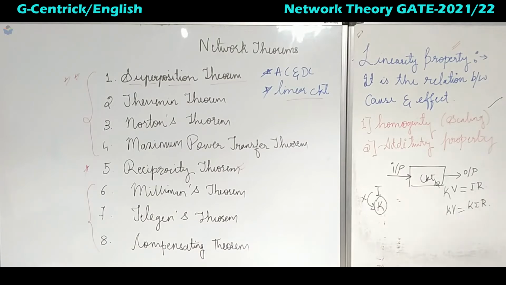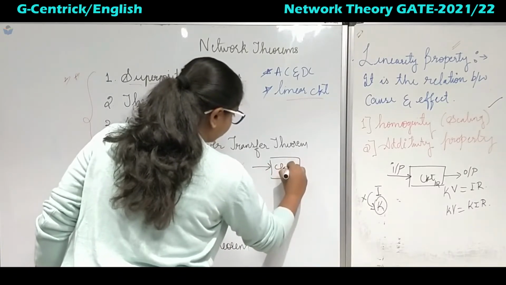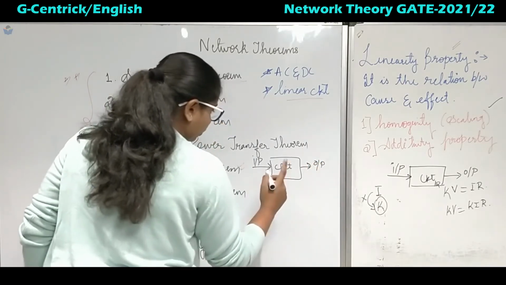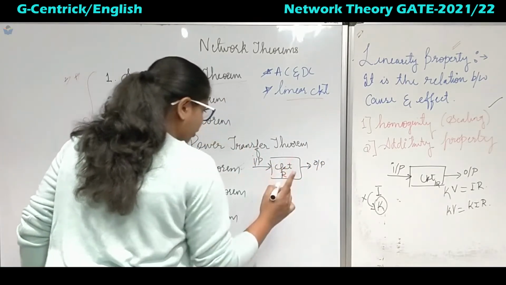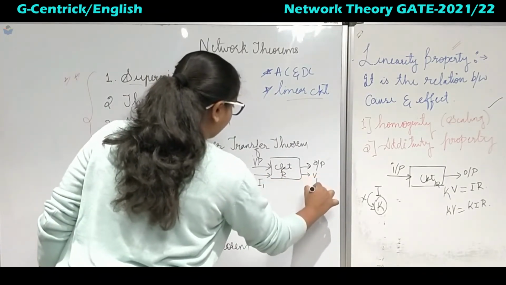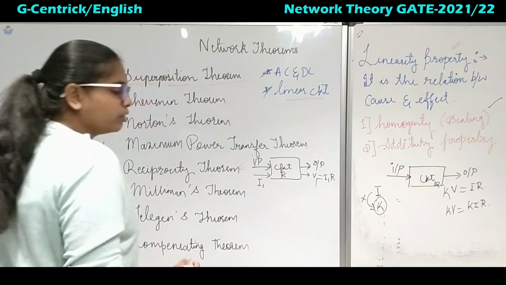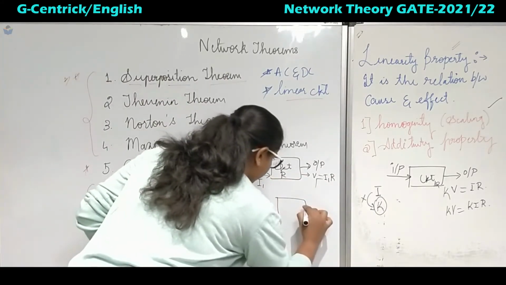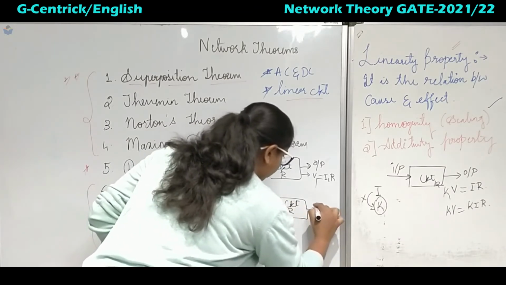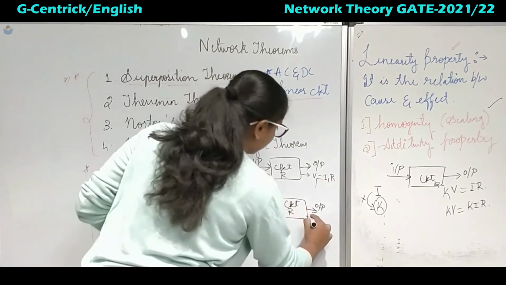Now coming to additivity, take a circuit having input and output, also a resistive network. We give the first input to the circuit as I1, and we calculate V1, which is I1 into R. We take the same circuit R and give the input I2, so we get the output V2.